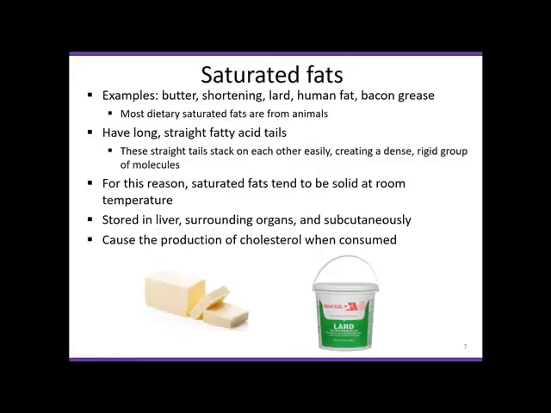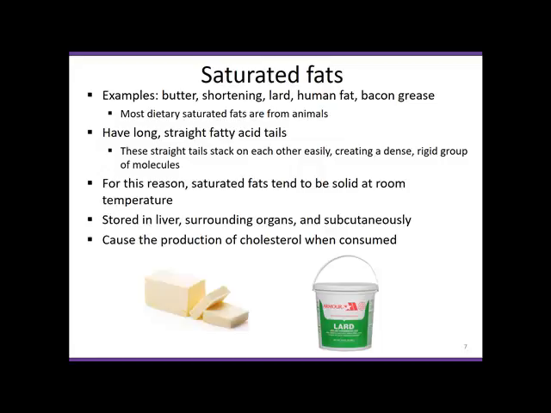Now really quick, I wanted to take a closer look at saturated fats. A saturated fat is anything that has all or almost all saturated fatty acid tails. These include things like butter, shortening, lard, bacon grease, and human fat. So you may notice a common theme in these. Most saturated fats are from animals.